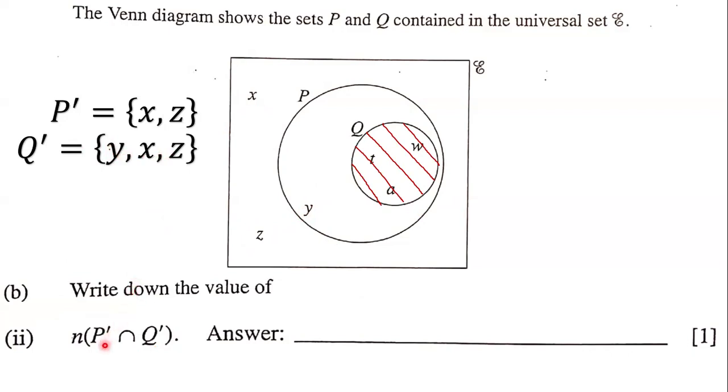So now we have the set P complement and the set Q complement, but we want the intersection of these two sets. We want the elements that are in common in both sets. X is common in both sets, and Z is common in both sets. So P complement intersect Q complement is X, Z. How many elements are inside P complement intersect Q complement? There are only two elements, X and Z. And so the answer here is 2.